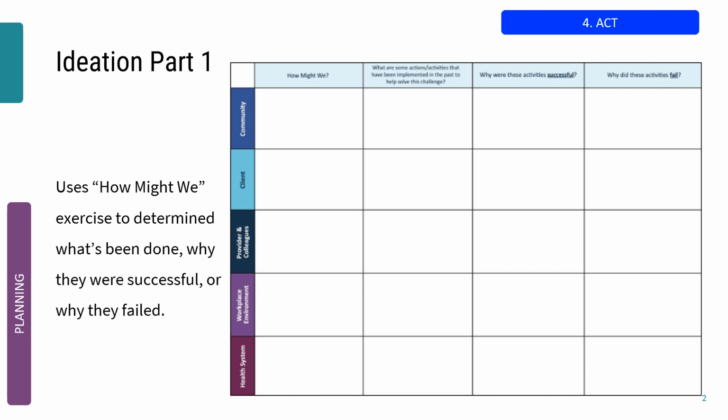So you'll see part 1 here. In the 5 categories, the how might we questions are listed, and then what are some actions that have been done? Why were they successful, or why did they fail?